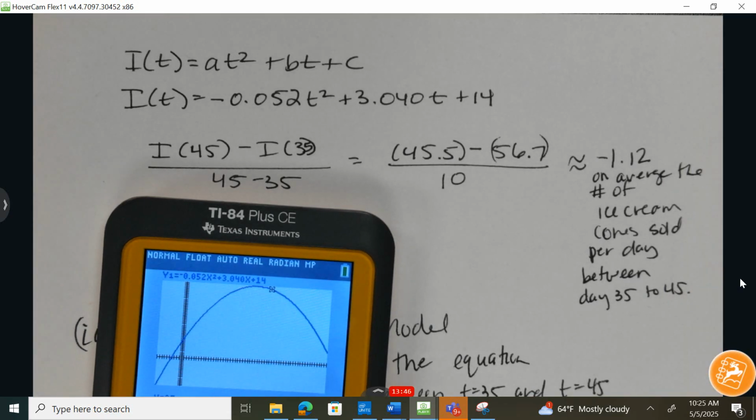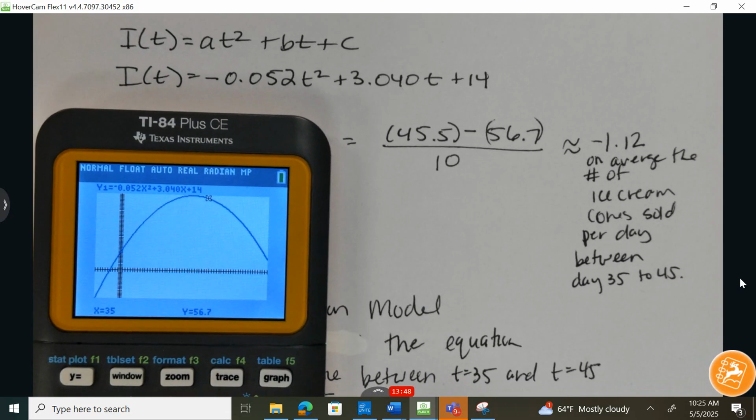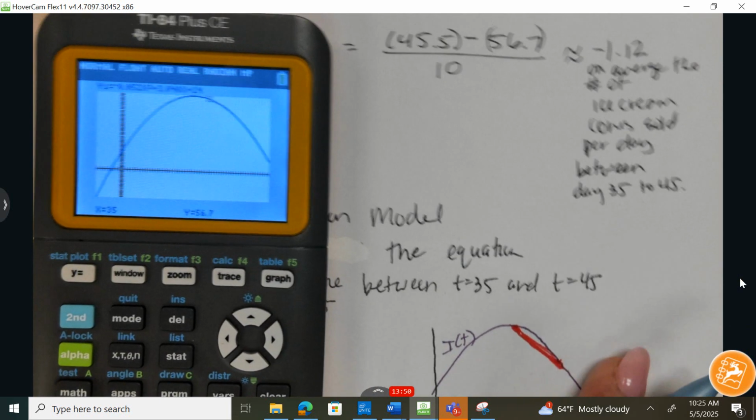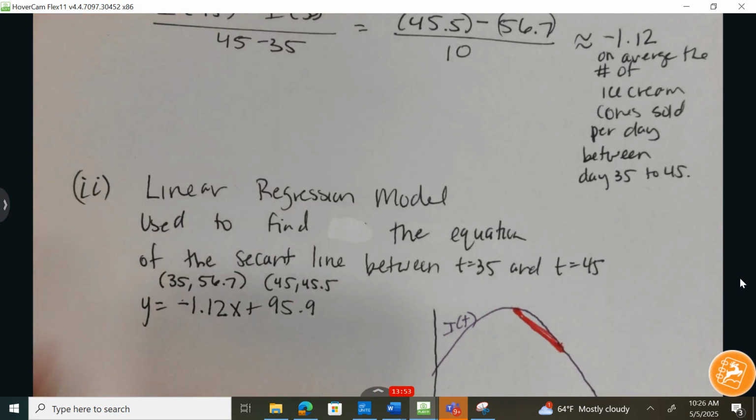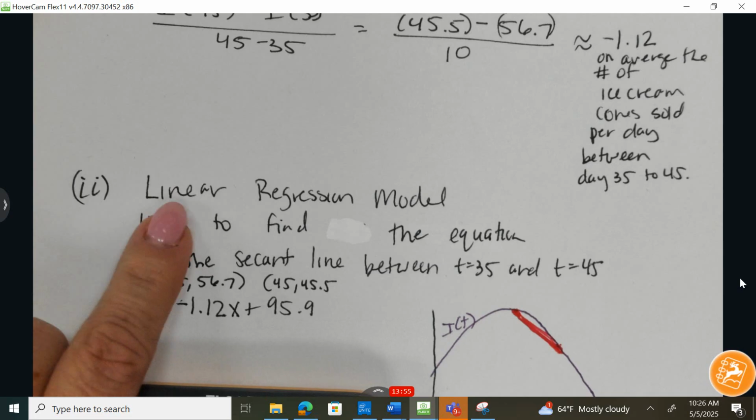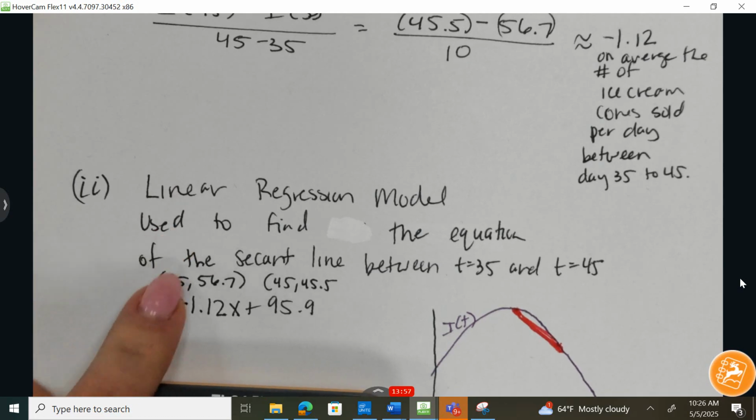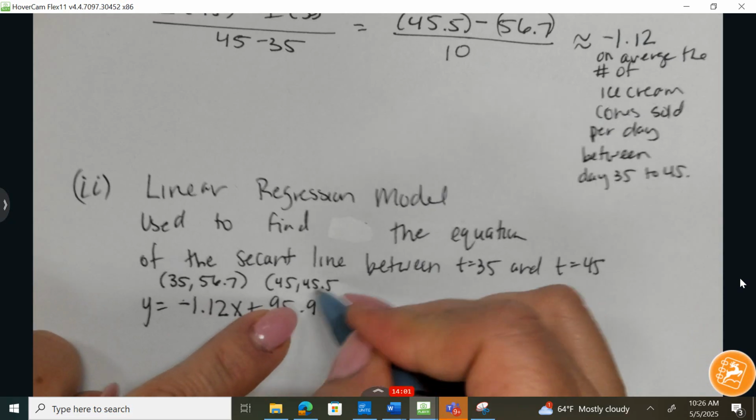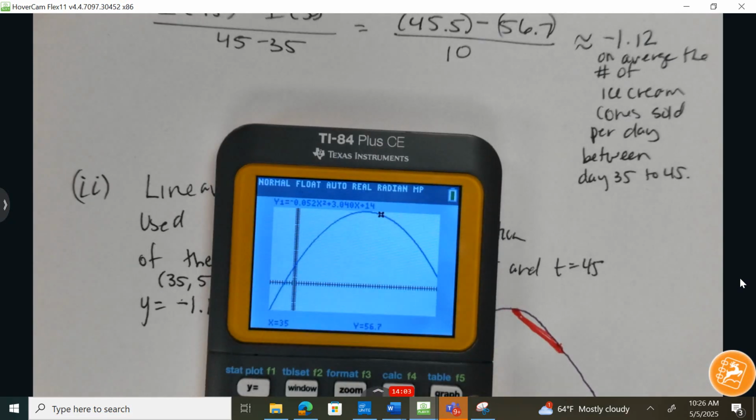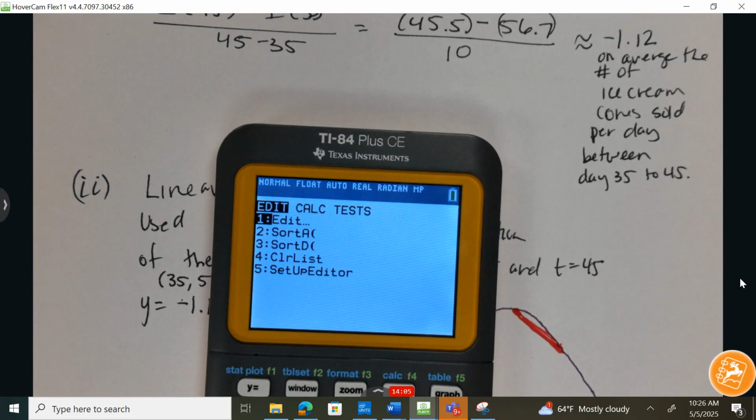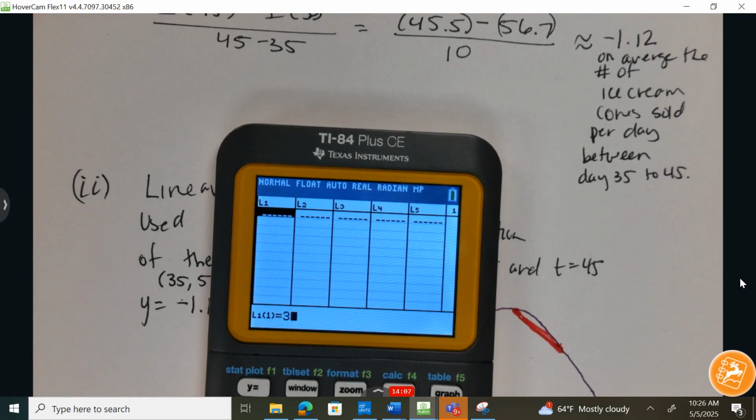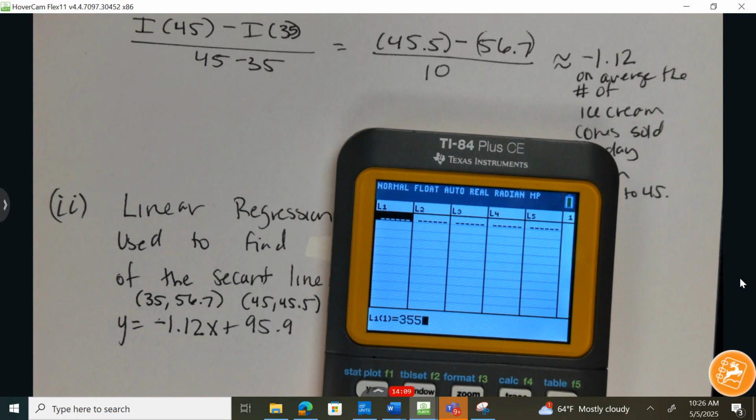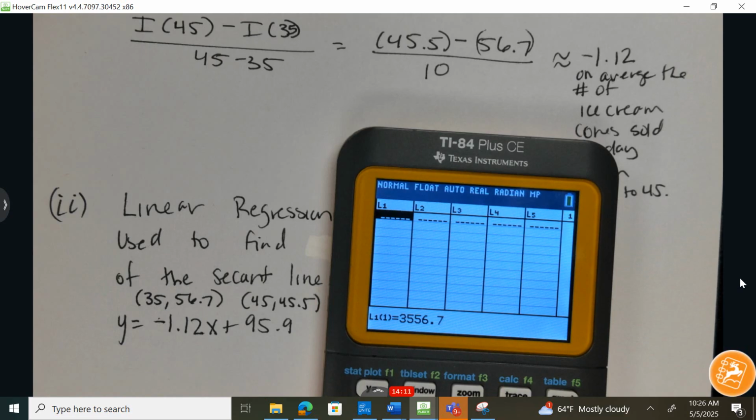So how can I use the calculator? Well, it's going to be a straight line, so it's going to be linear. And so I'm going to use the linear regression model, and that's what I'm telling the AP reader. A linear regression model is used to find the equation of a secant line from t equals 35 to t equals 45, and I actually show those points. So I'm going to come up to stats and press enter. And I'm going to go 35 corresponds with 56.7.